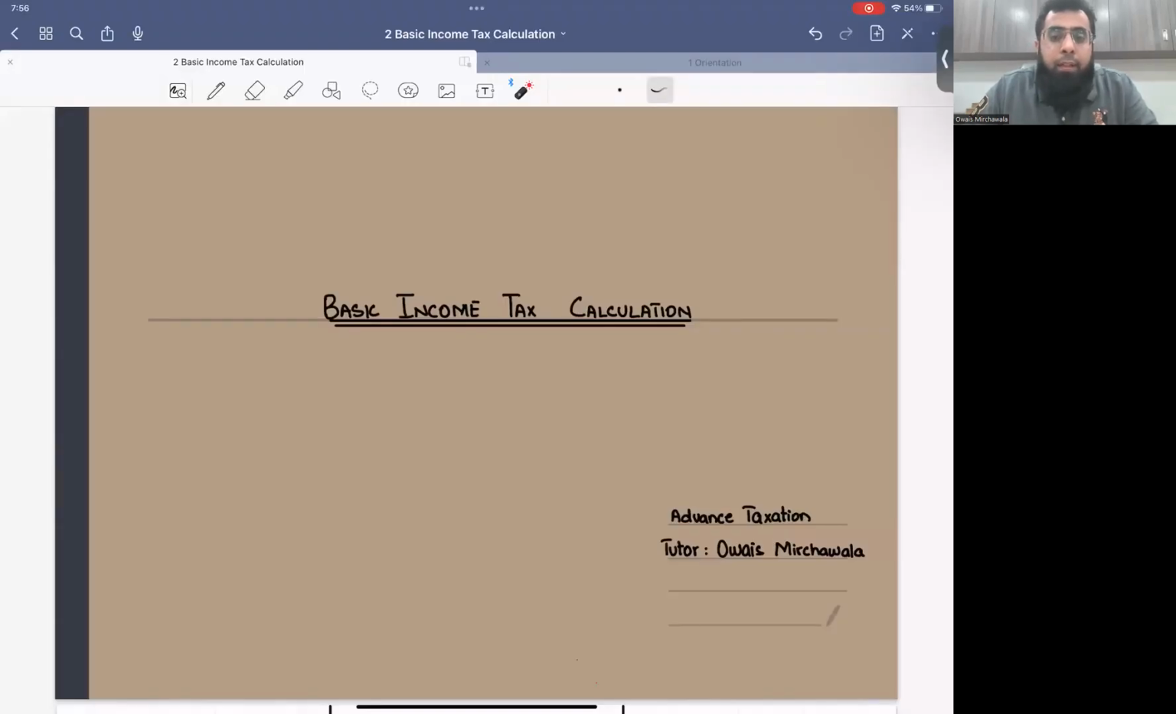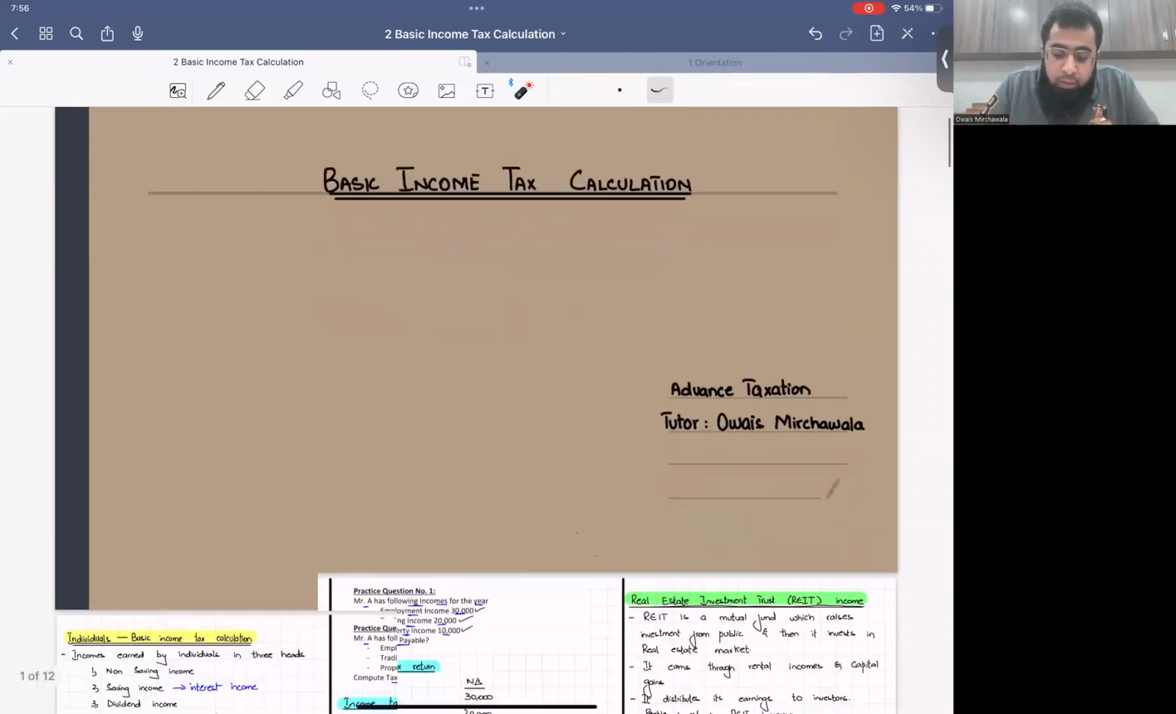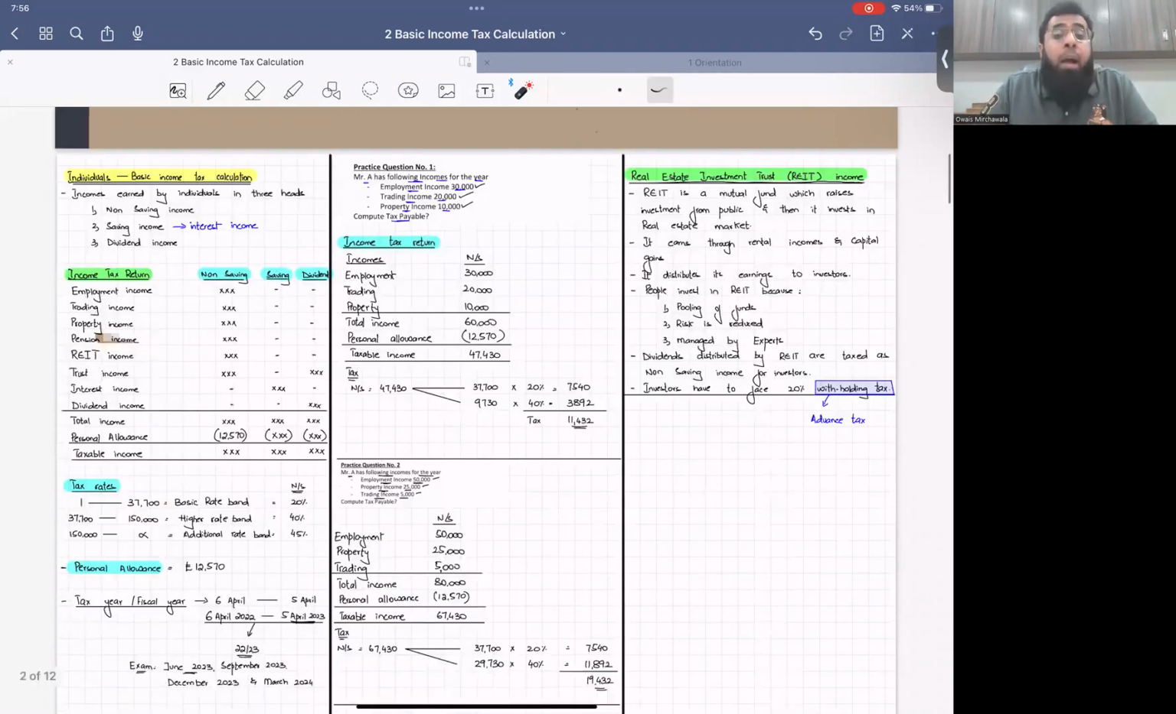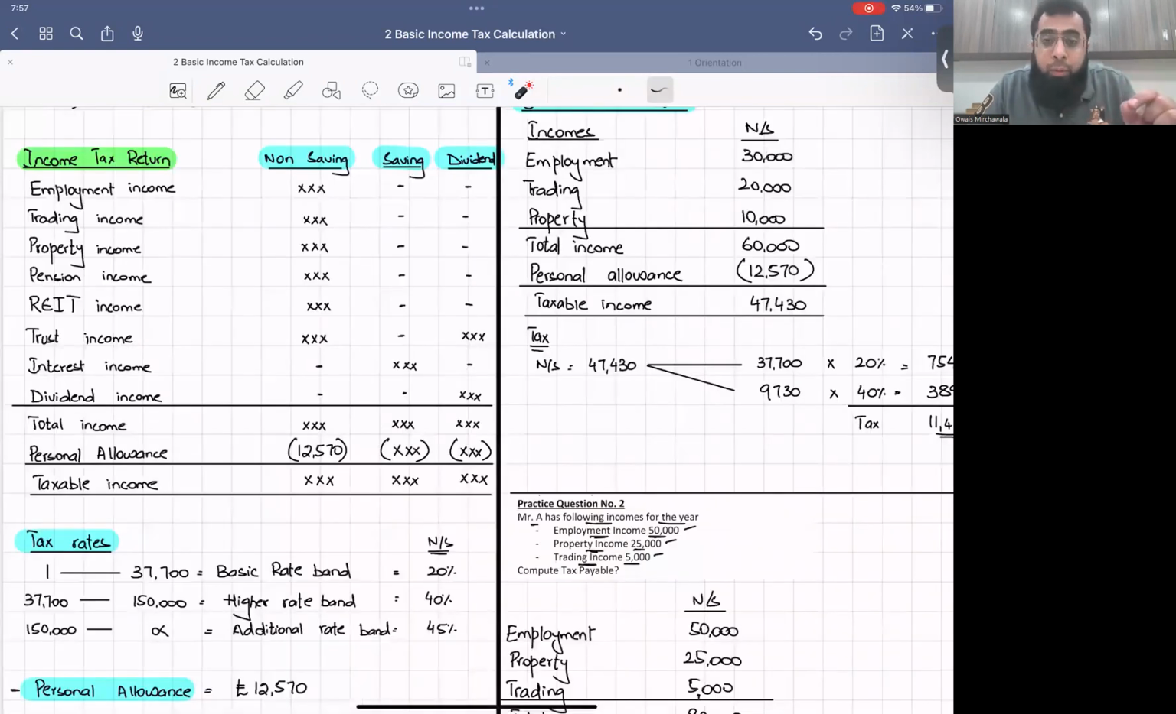Hello, everyone. Let's start our today's discussion. I hope you all remember that in previous classes, we were discussing basic income tax calculation of individuals. Let's take a quick review of what we have discussed in the previous classes, and then we'll start our today's discussion. We started this chapter with the format of basic income tax return of individuals.